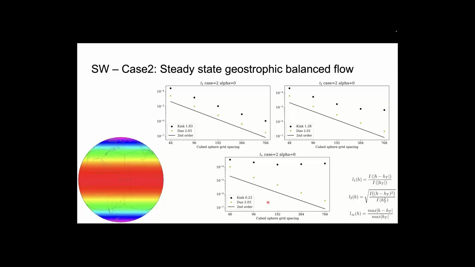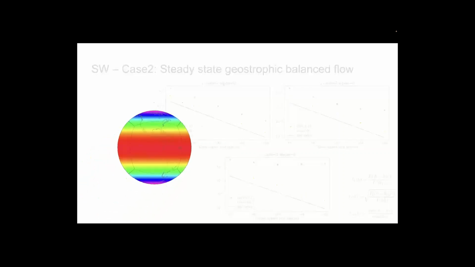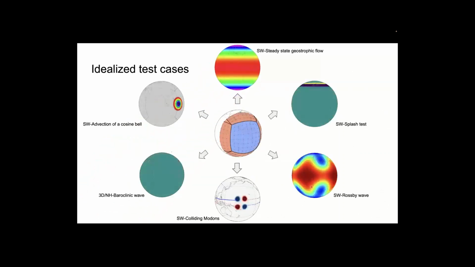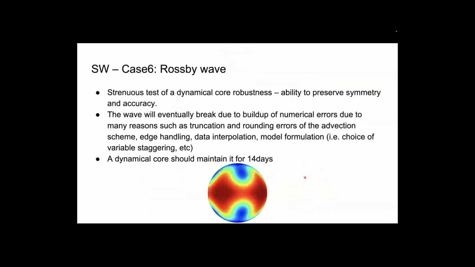So the noises that we are seeing in the geogrid are okay. This is really nice because the geogrid will really get us a solution that is of the same order of accuracy as the advection scheme. There are a lot of tests, and I will now show the Rossby wave, which is one of the most strenuous test cases for a dynamical core. It will test its ability to preserve robustness, symmetry and accuracy.